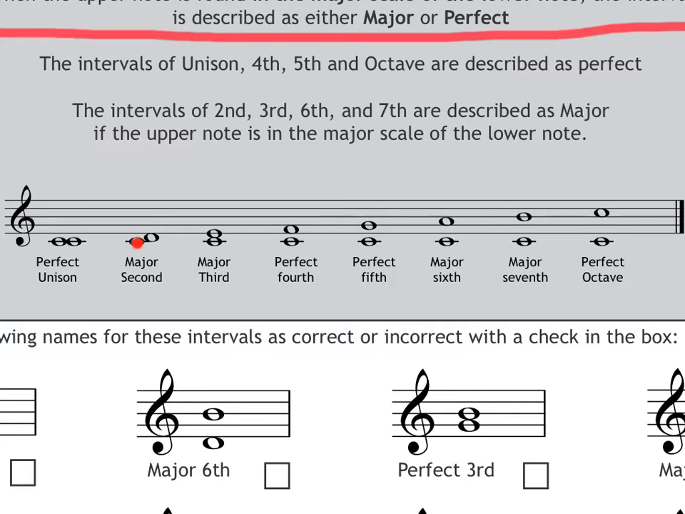When we count intervals, we always count the bottom note as note number 1. So 1, 2. All right, so this is an interval of a second, and we call it a major second because the upper note is found within the scale of the lower note. In other words, we find D naturals in the key of C major. That's what we mean by the upper note is in the major scale of the lower note. Carrying on, in the key of C major, we have E naturals. This interval is of size 3.